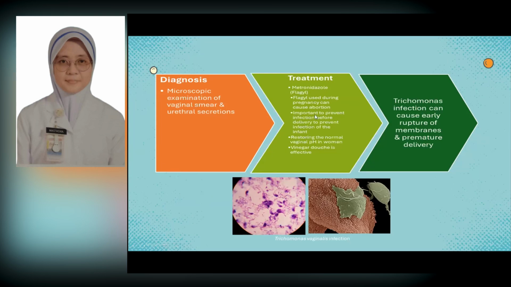And the third one, it's important to prevent infections before delivery to prevent infections of the infants. The next one is restoring the normal vaginal pH in women. And the last one, a vinegar douche is effective. Trichomonas infections can cause early rupture of membranes and premature delivery.